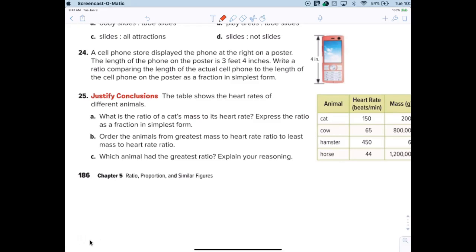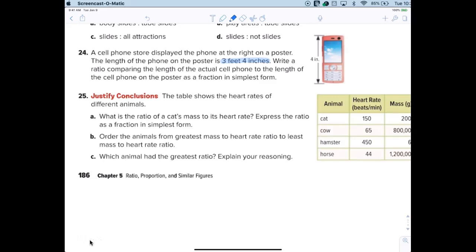A cell phone store displayed the phone at the right on a poster. The length of the phone is, now I'm highlighting, what's the problem with 3 feet 4 inches, guys? What's the problem with 3 feet 4 inches? Not the same unit. So you have to convert it to the same unit, and I want you to do that for me. 36. Sorry. And then it's minus 46.4 inches.